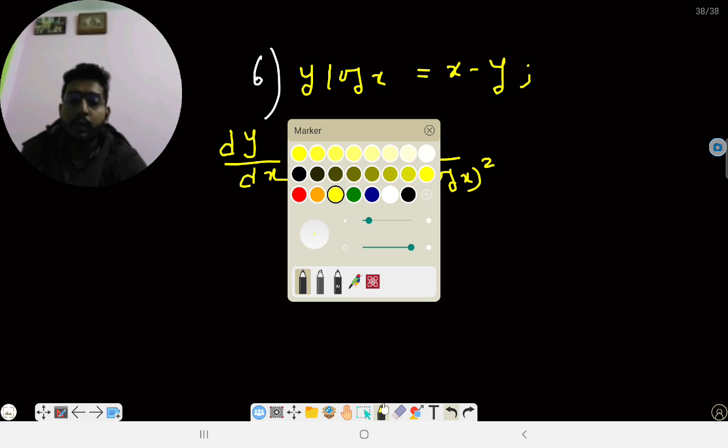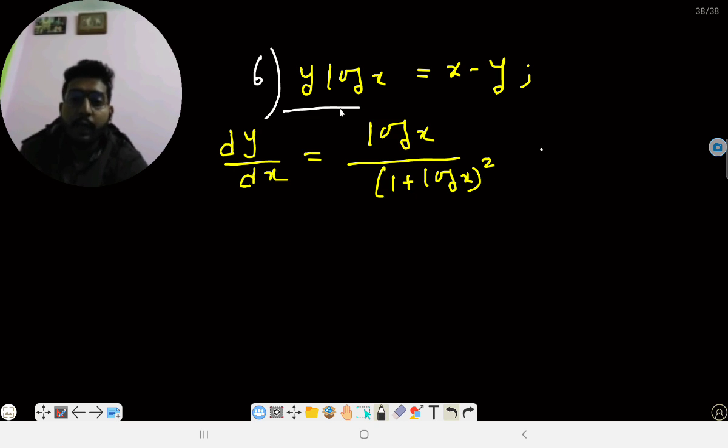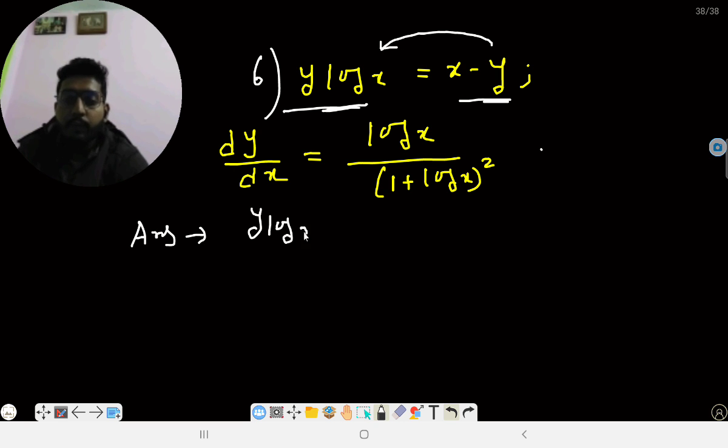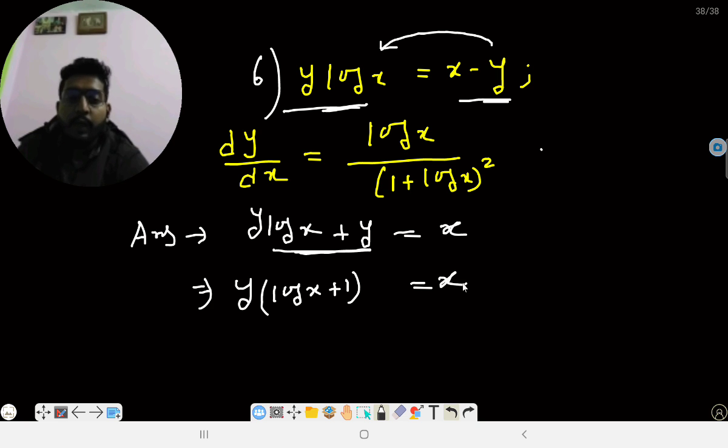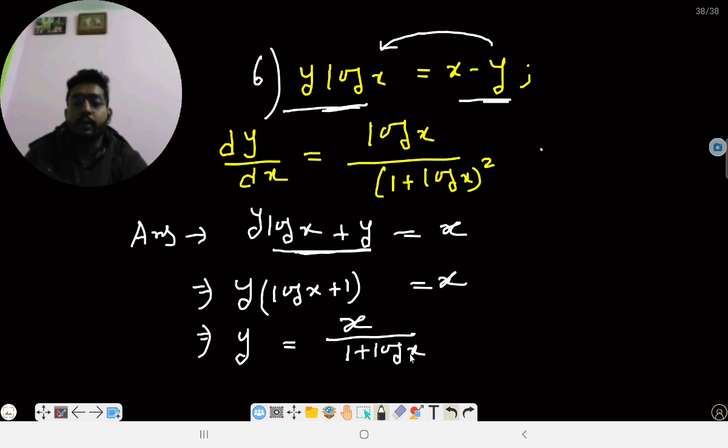Now how to prove this one? Now look at this. Here you can see this is y log x and there is x minus y. So first of all, this y will come here. What will happen then? That will become y log x plus y equals to x. Now from these two, what is common here? We can take y, and it will become y into log x plus 1 equals to x, like this. Okay, now 1 plus log x goes there, it will become y equals to x by 1 plus log x. Now it will be very easy. Y equals to this one.